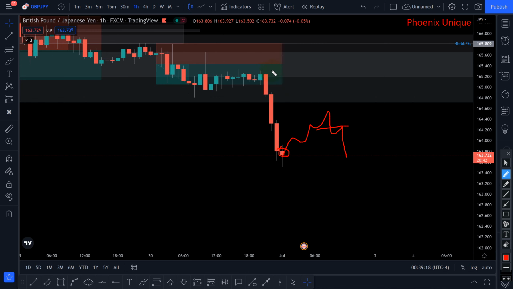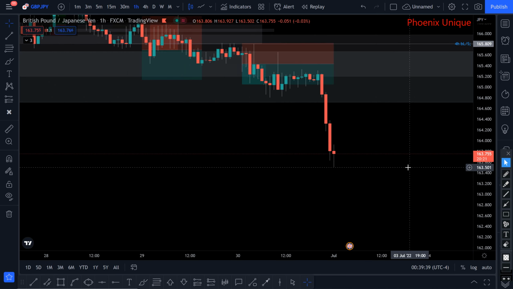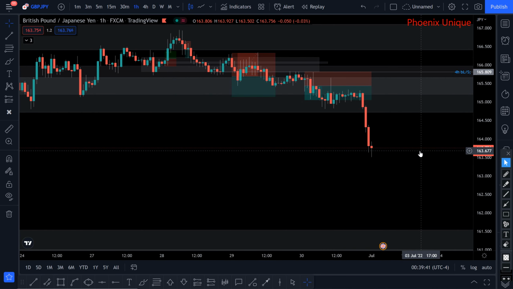Okay, this is what I've been waiting for a very long time, and all this sluggish nature was just going on. Now that it has occurred, let us see how far we can ride this bull, and in this case the bear. You don't ride it anyway, you run beside it. Let's see how far it can run. Okay, this is for British pound, Japanese yen.